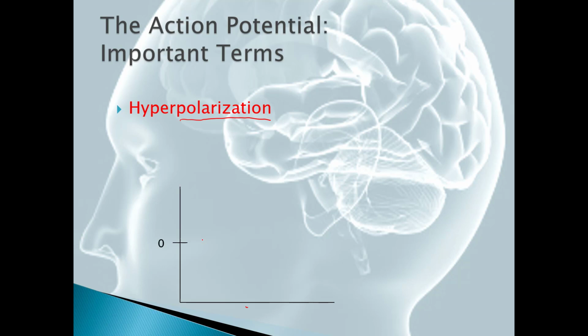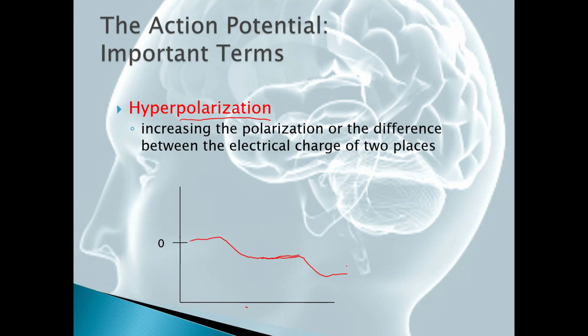So remember, if we're here at 0, polarization means we're making this charge inside relative to outside more negative, and so the cell becomes polarized, and at some point we get down to resting membrane potential. And so if this little semi-flat area here, let's say it's resting membrane potential, and we hyperpolarize the cell, we make it more polarized. We make it a bigger negative charge. So it's increasing the polarization, or the difference between the electrical charge of two places. In other words, the inside of the cell becomes more negative.